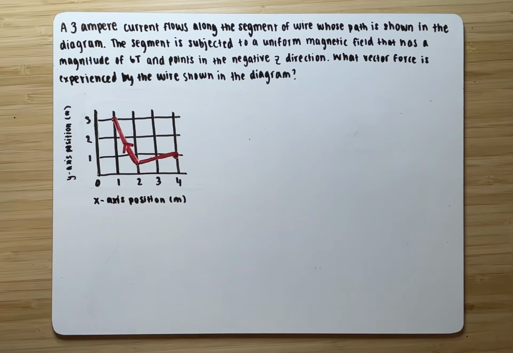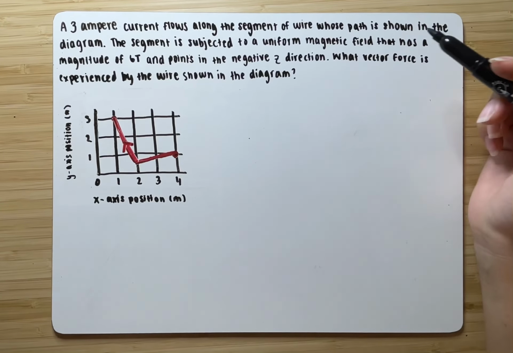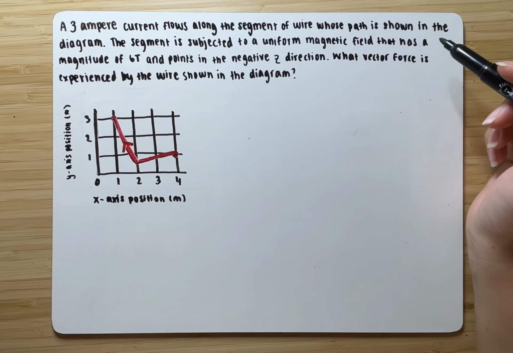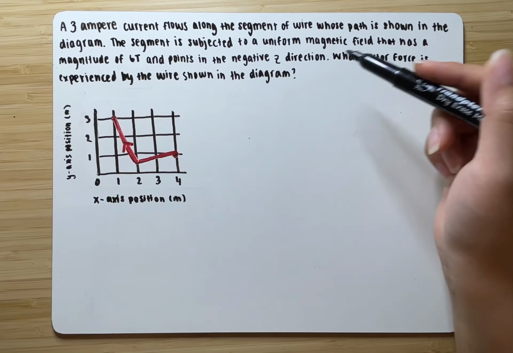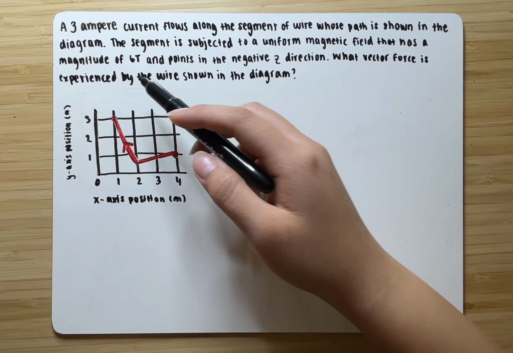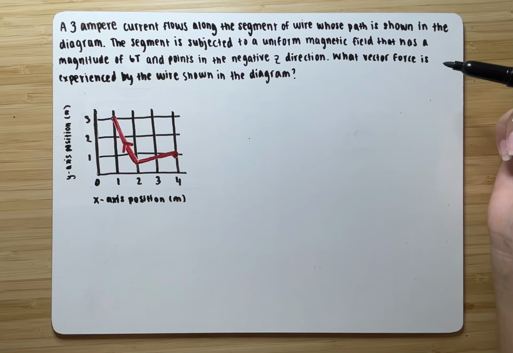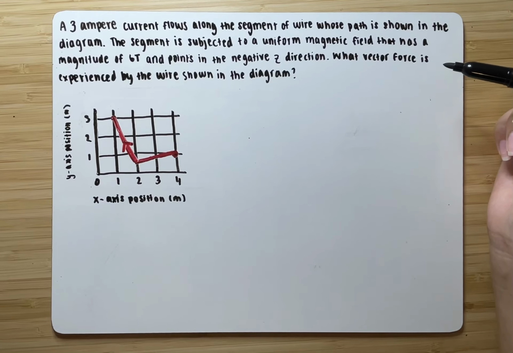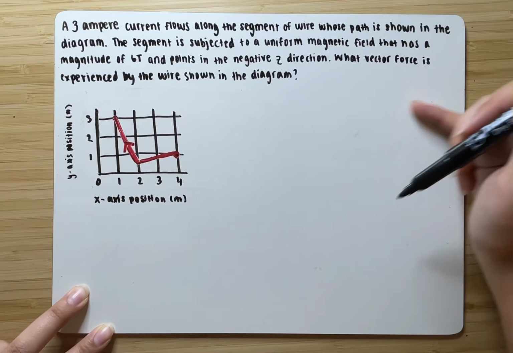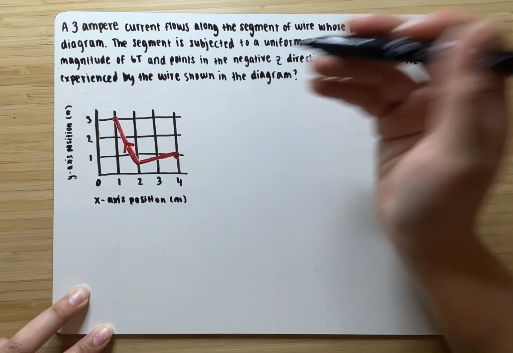A 3 ampere current flows along the segment of wire whose path is shown in the diagram. The segment is subjected to a uniform magnetic field that has a magnitude of 6 Tesla and points in a negative z direction. What vector force is experienced by the wire shown in the diagram? Okay, so this problem is asking for magnetic force.